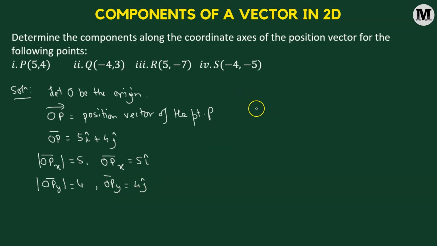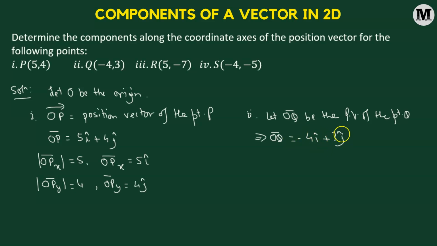Okay, so part 1 is done. This is the point P that we are discussing, let's call it number 1. Now coming to number 2. Let the vector OQ be the position vector of the point Q. Then this implies that the vector OQ is going to be negative 4 i cap plus 3 j cap.